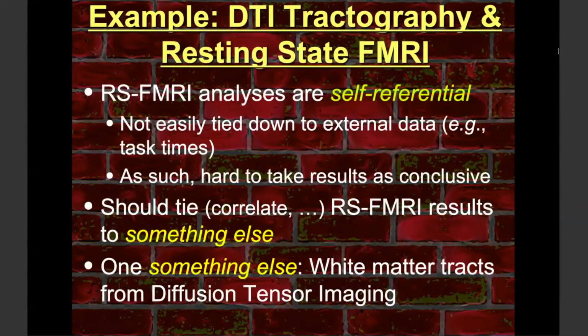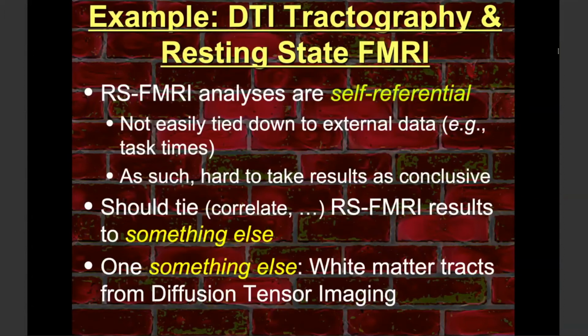There's a long example, but I'll go through it quickly, about the mixture of diffusion DTI tractography and resting state fMRI. Resting state is a self-referential thing. It's not tied down to something external you know or measure about the subject, like the reaction time or simply the task times. That's an external object thing, when you flash the picture of a face on the screen and when they press the button. And resting state is purely self-referential. It should, in my opinion, be tied down to something else.